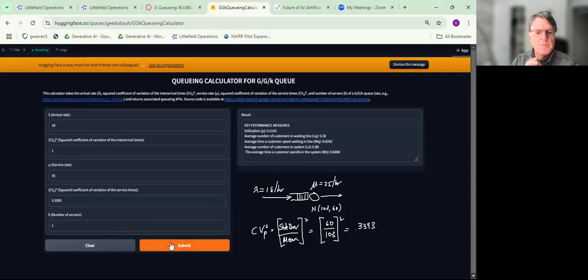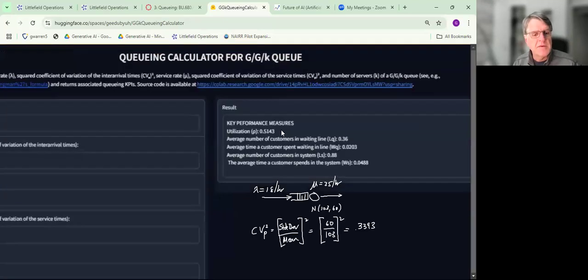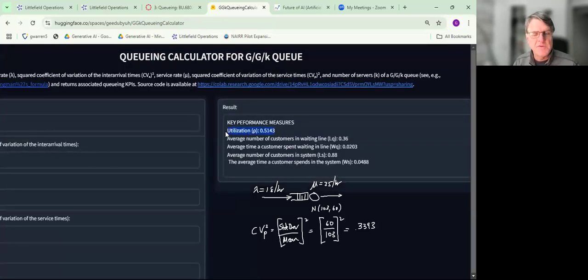And we say submit. And here is your analysis. So I'm looking at two key quantities here. First is the utilization. In the base case, each of these baristas is going to be working a little bit more than half the day, 51.43% of the day. Seems a bit low, but just something to note.